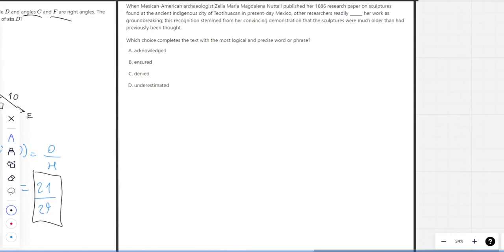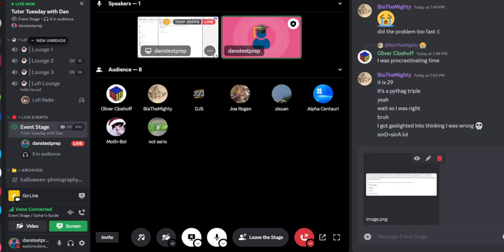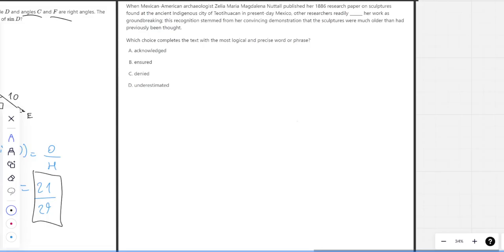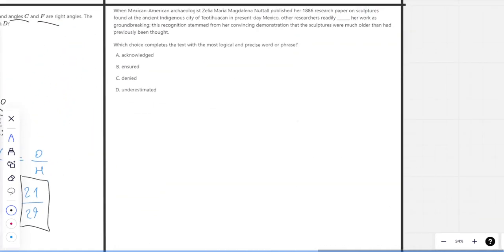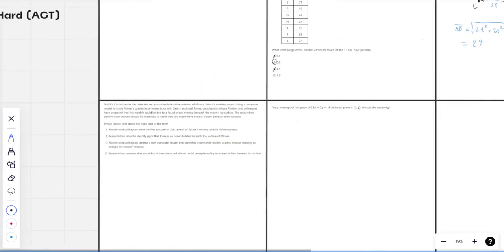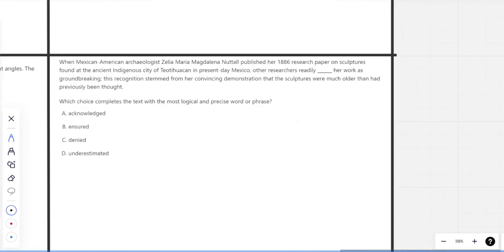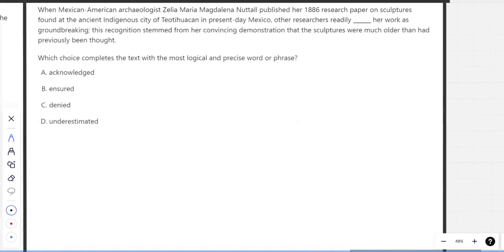And I got another reading question here. I think it's my last reading or last SAT question. No, I've got two more. Okay. Reading question. We want the most logical and precise word or phrase.